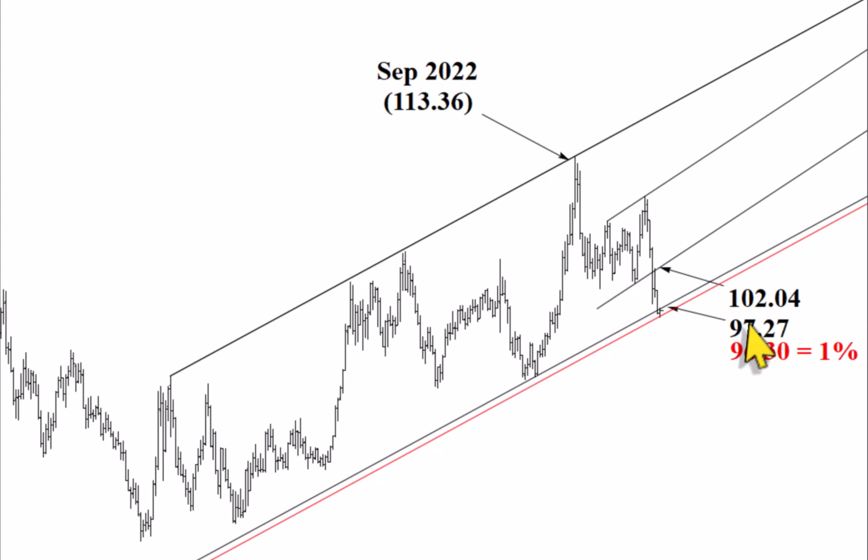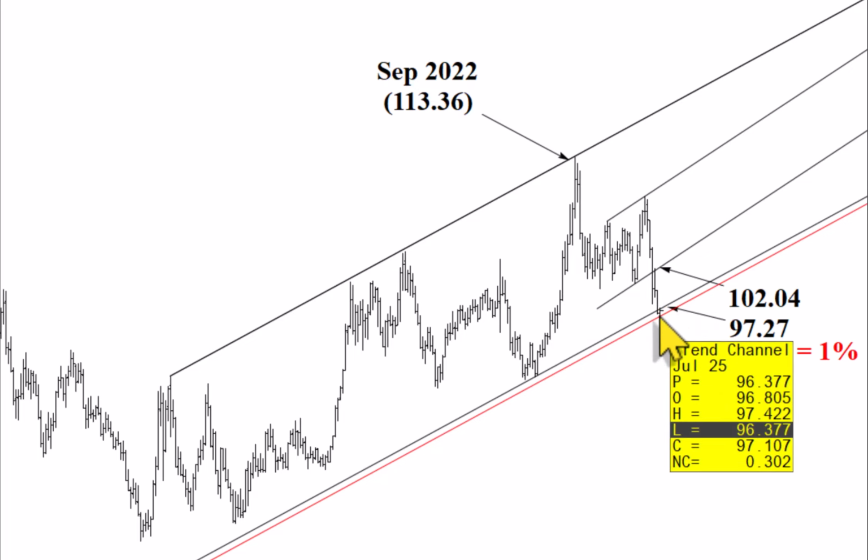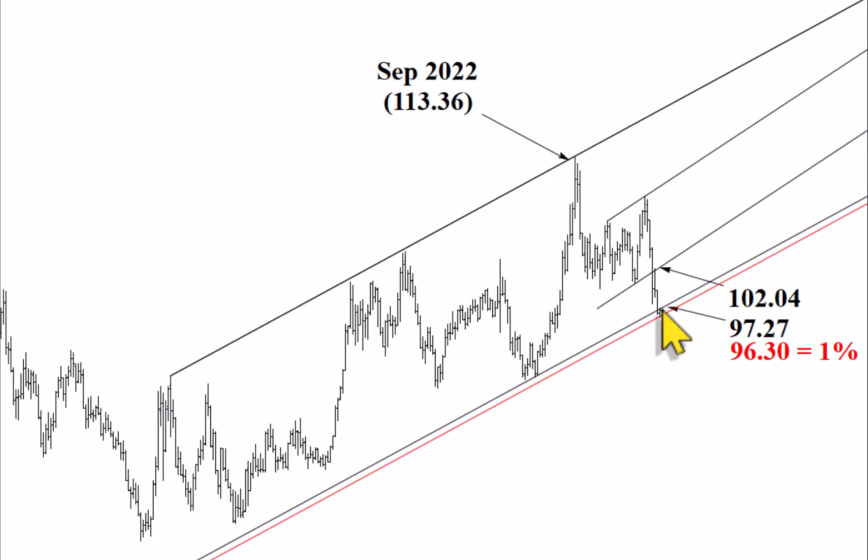In the event we were to close below 97.27 at the end of July, I would want to see that by a full 1% of 96.30 this month for what I would call a technically reliable sell signal. Until then, this is kind of what I would call the stretching of the rubber band, where we're violating this channel bottom, but it hasn't snapped yet to the downside.